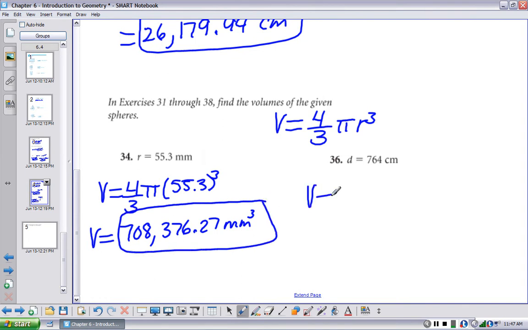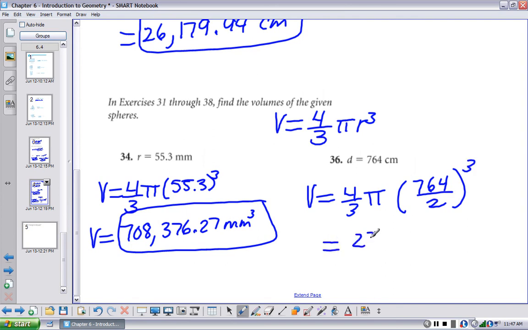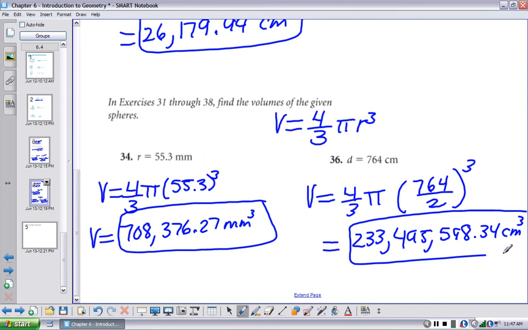And then here, the volume is 4/3 pi r cubed. Remember that we're given the diameter, so we need to take half of it to get the radius. We cube that, and we get 233,495,598.34 cubic centimeters.